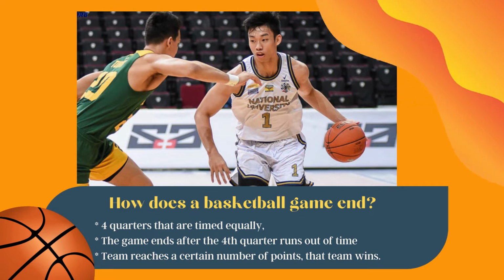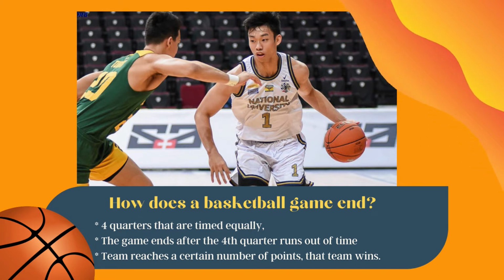Basketball games can end in a couple of ways. When the clock runs out or if a team reaches a certain number of points, they win. There are times when the game goes into overtime or when the game is shut down due to uncontrollable circumstances, which ends the game. So, how does a basketball game end?